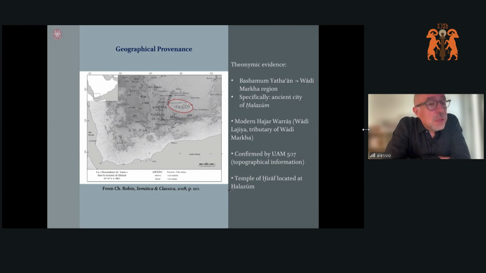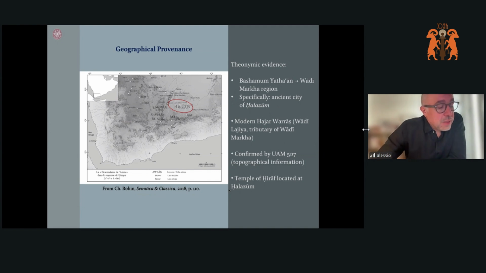The deity Bashamum Yathaʿān provides the most significant clue. Attestation of this deity points to a strong association with the Wadi Marka region, specifically the ancient city of Halazum, which corresponds to modern Hajar Warras, located in the Wadi Lajia, a tributary of Wadi Marka.